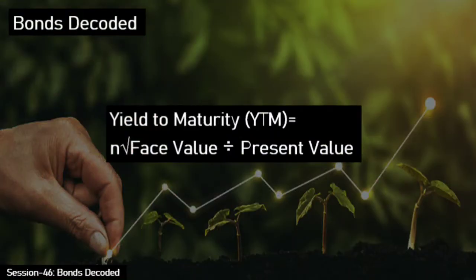Yield to maturity, YTM, is the internal rate of return of an investment in a bond if the investor holds the bond till maturity and if all the payments are made as per schedule. You can see on the screen the equation for finding out the YTM.